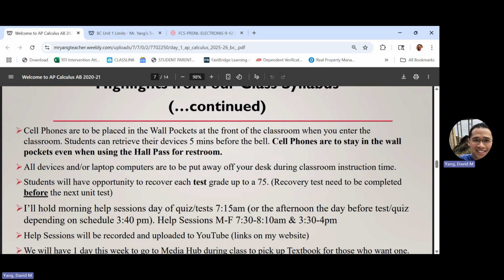Right. Help sessions. I always try to hold help sessions on the day of your test or quiz, unless there is a conflict with the AB class. Sometimes AB students also have an assessment on the same day as BC. If that's the case, then I'm still going to have a help session for you, but it'll be the day before. If there's a conflict, AB will be the day of, and BC will be the day before. And it'll be 7:15 or 7:30 in the morning, depending on how much content there is.